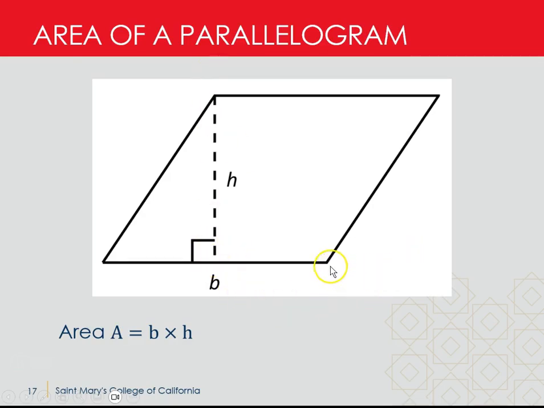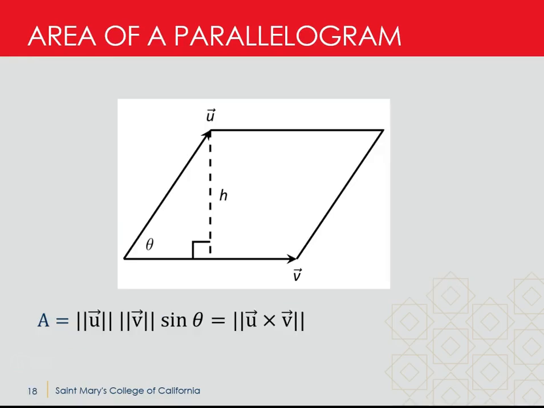And of course you can think about this as really just being a rectangle that got shifted. You could take this triangle on the right hand side and glue it on the left hand side and you'd really just get a rectangle. So that's why it's base times height in that way. But what we've seen on cross products might help us here.